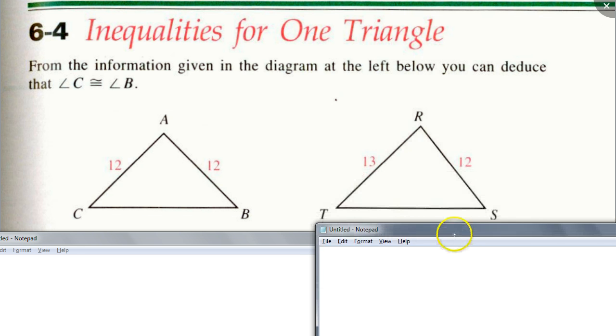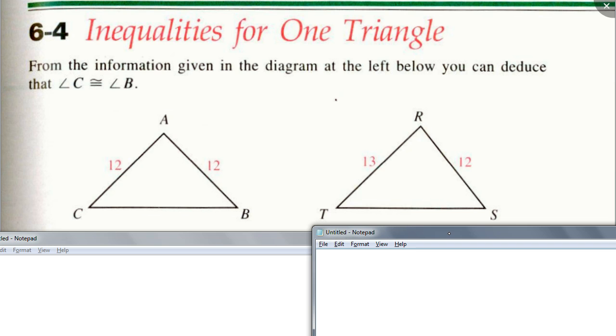So if I have one triangle, take a look at this triangle, RTS. One side is 13, the other is 12. What can you tell me about this triangle, Josh? Angle T is greater than angle S. Really? You think T will be greater than S? You think it's S? Okay.